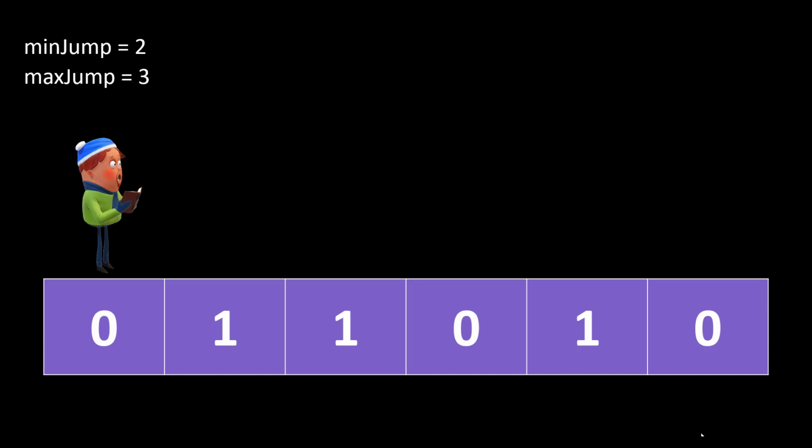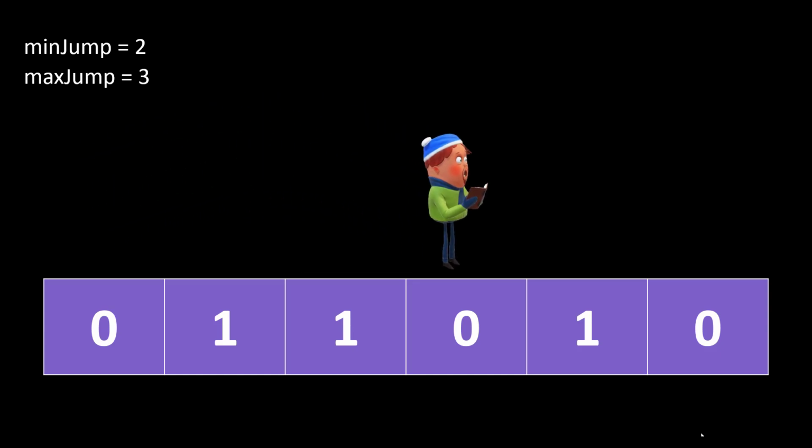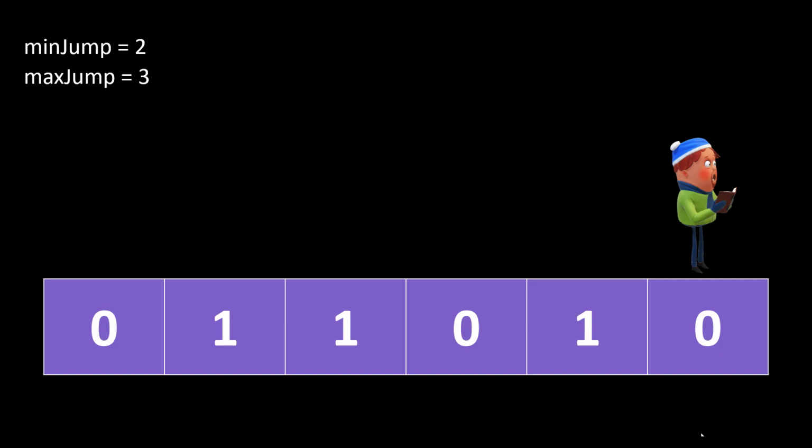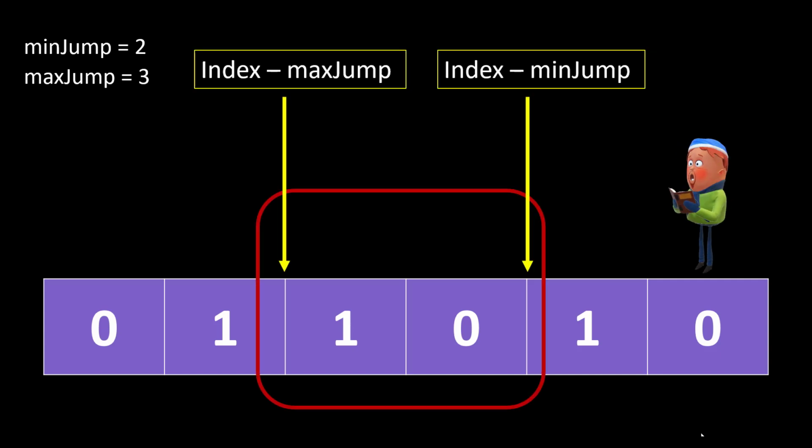We found out that a valid jump from index 0 is only to index 3. Once we reach that index, the only valid jump remaining is to index 5. So we are able to reach the last index and we can return true in this case. Now if we apply the window logic again, we see that the window will lie between index minus max jump and index minus min jump. And if there exists any reachable 0 in this particular window, we are able to reach our current index.